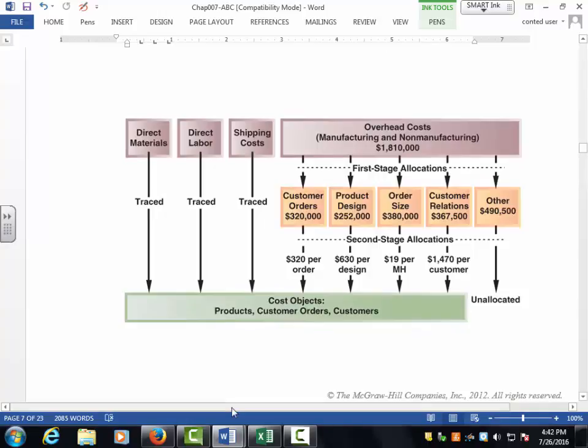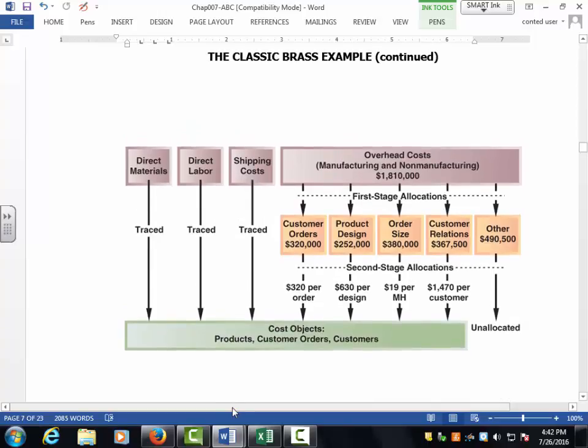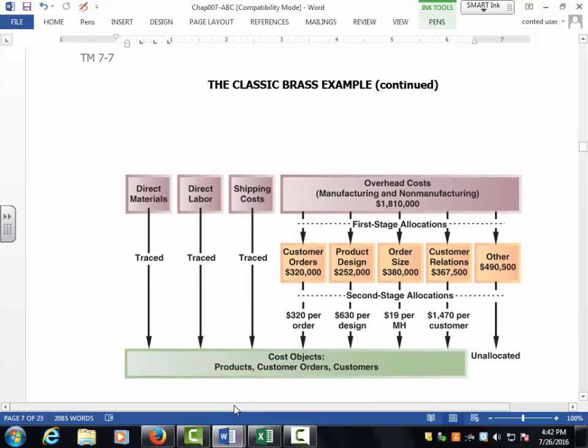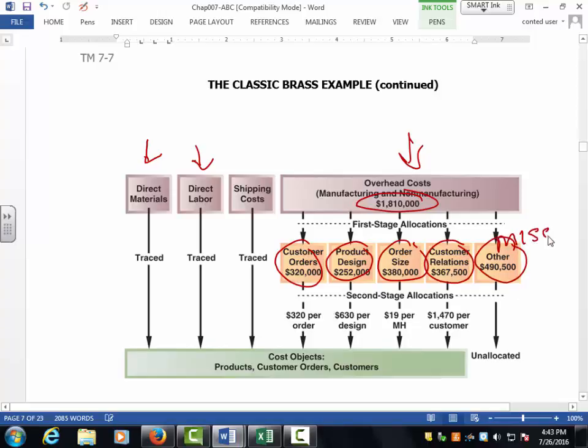So let's use this slide. I guess I should arrow up and show you. It's slide 7. Here's what's going on. We've got direct materials, we've got direct labor, and we have our overhead costs. Our total overhead costs that we incurred for this particular example is 1,810,000. What's different in activity-based costing is we now take that 1,810,000 and divide it into pools, and then this miscellaneous pool for everything that does not fit in the others.